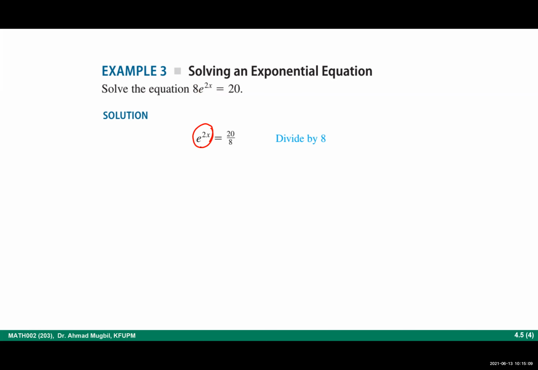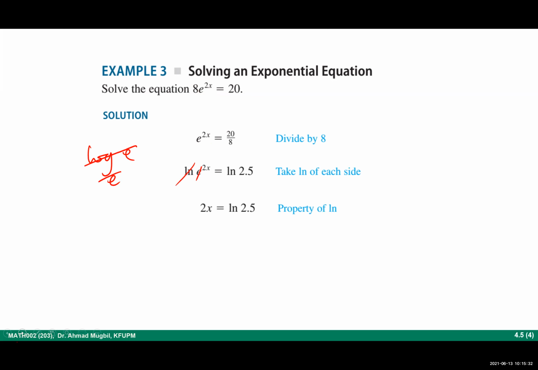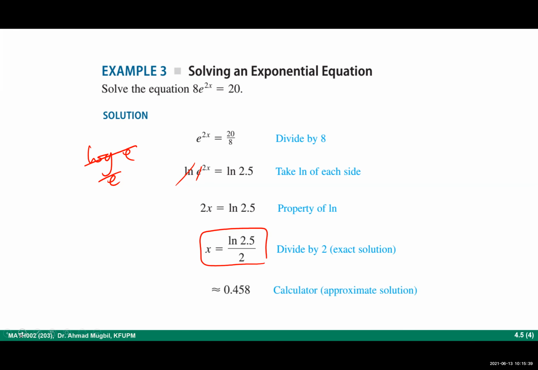Now my exponential expression is isolated on one side. Now I can take the logarithm of both sides. What is the best logarithm to take for both sides? ln, because we have here the base e. So take it with the same base, because this is log e of e, so they will be cancelled. This e will be cancelled with ln, and you will have 2x equals ln 2.5, divided by 2, and that's it. This is the exact solution. If you want to approximate it, you can use a calculator.